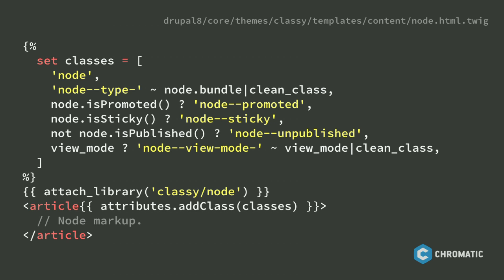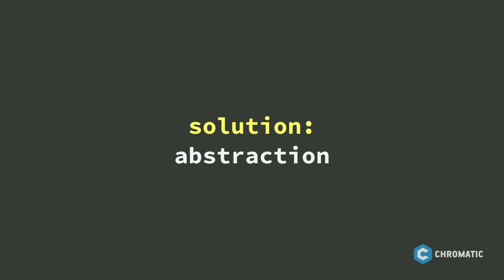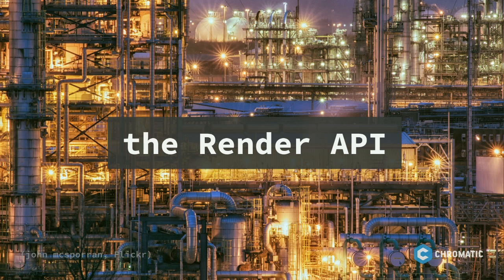Or, you know, if someone wanted to alter those variables from within the template itself before they're printed, they can totally do that too. It doesn't have to be a preprocess function. Either way, we've successfully abstracted everything, and we've made the lives of anyone trying to extend or alter our code easier. So that is why render arrays exist, and that's why we should use them.